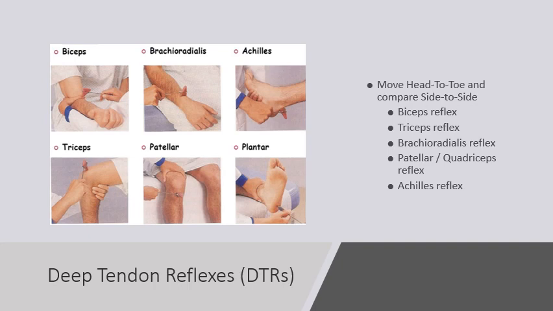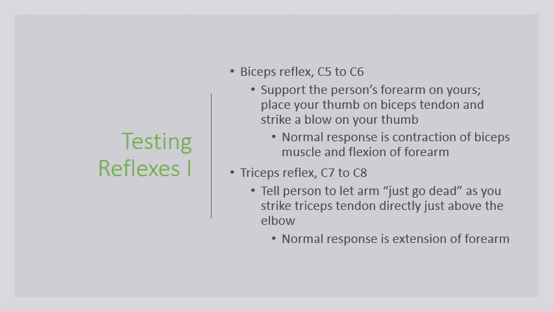So like on the biceps one, you're striking your thumb and not the patient, versus with the brachioradialis, you're striking with the flat end, the Achilles, the flat end, the triceps, the pointed end. And so how you use the hammer varies based on the location.